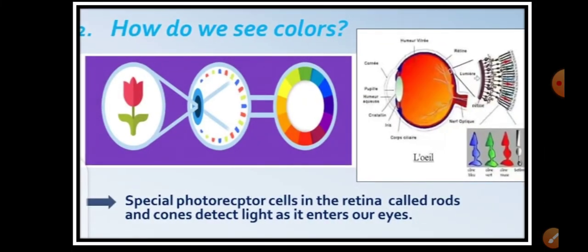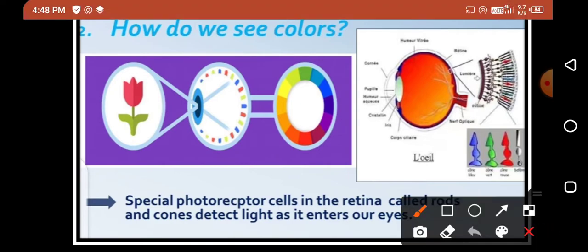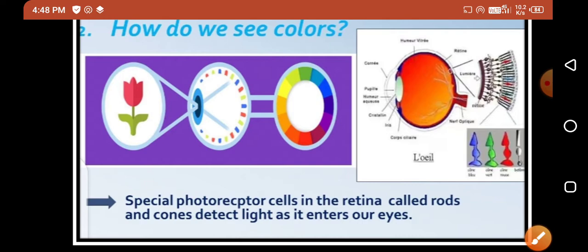So students, we know that the retina of our eye is made up of special photoreceptor cells. These cells are called rod cells and cone cells, which detect the light that enters our eye.